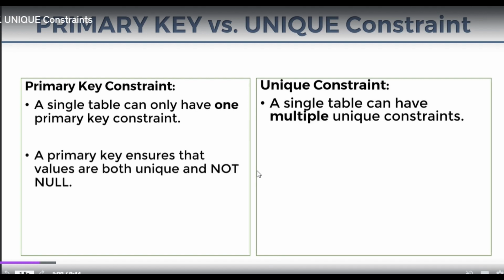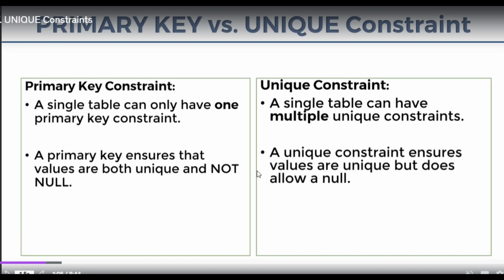A single table can only have one primary key constraint. A single table can have multiple unique key constraints. A primary key ensures that values are both unique and not null. A unique key constraint ensures values are unique, but does allow nulls also, right?